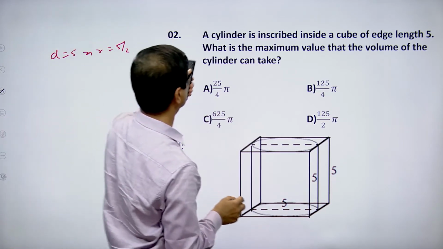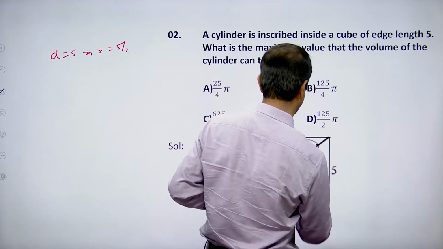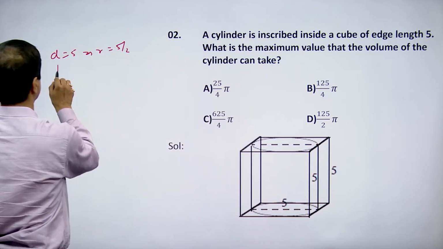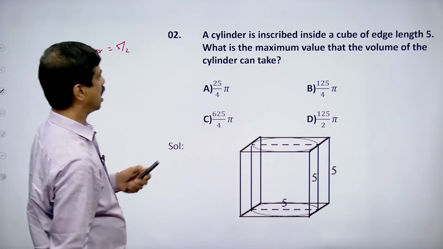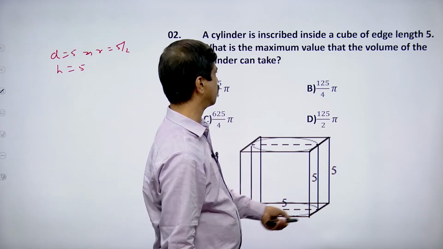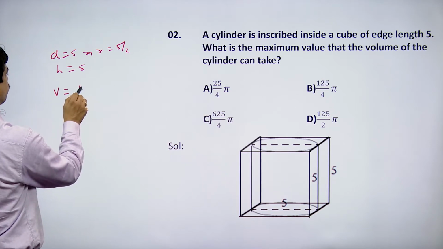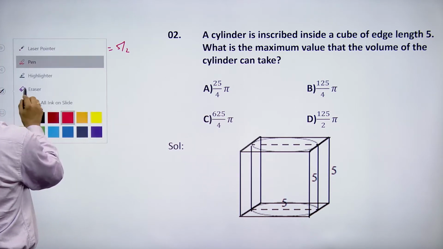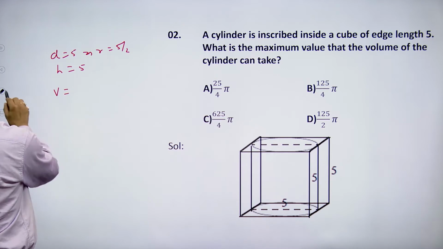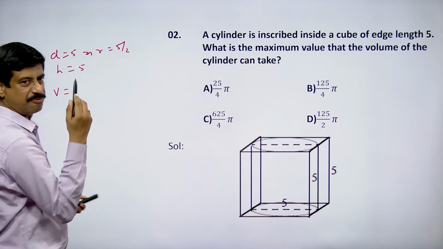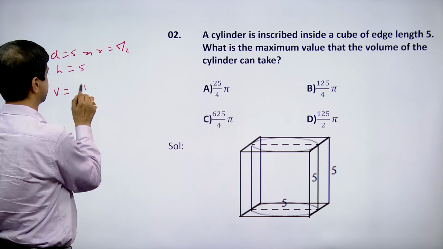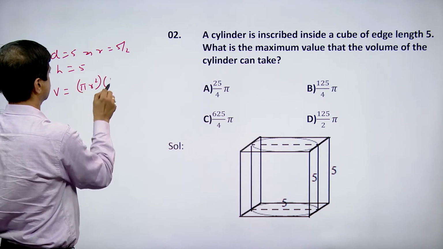What does he say? A cylinder means the height is what? 5 units only. Height of cylinder is 5 units. So now what is he saying? He is saying what volume it can take. So volume of cylinder is pi r square h, isn't it? Area of base into height. Area of base is pi r square into height.